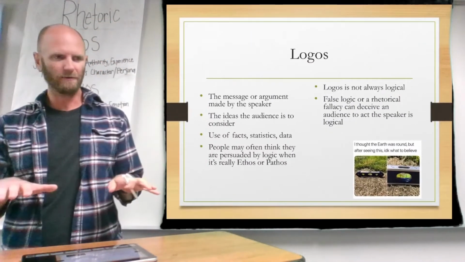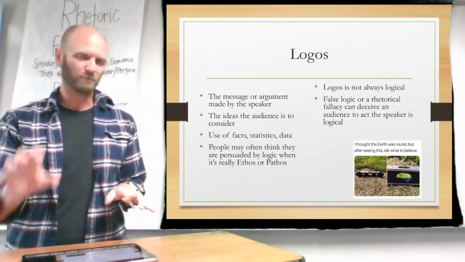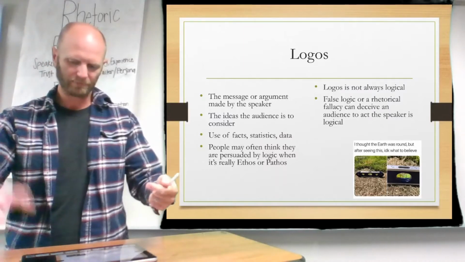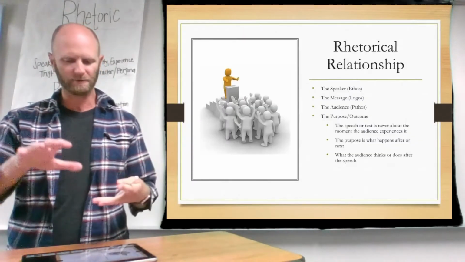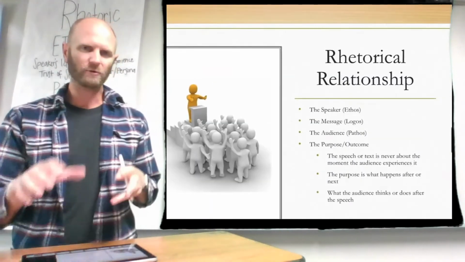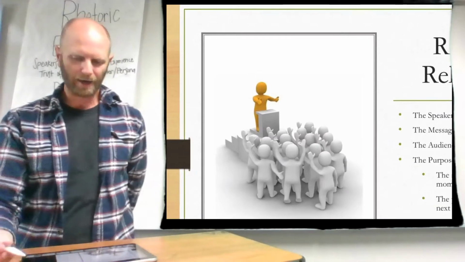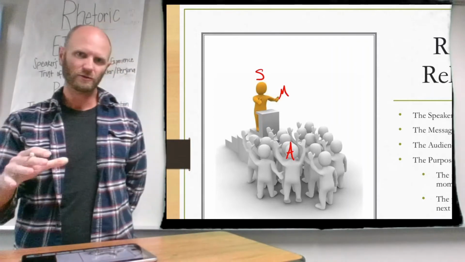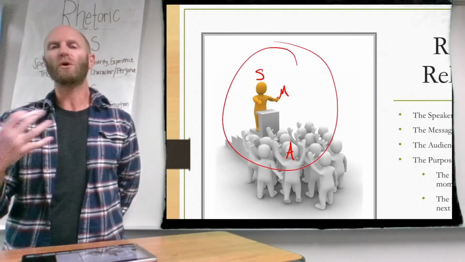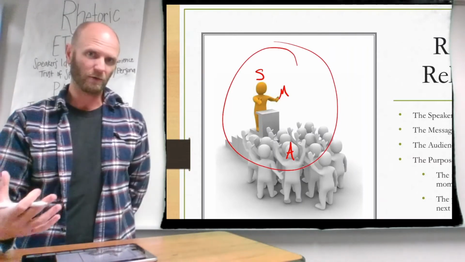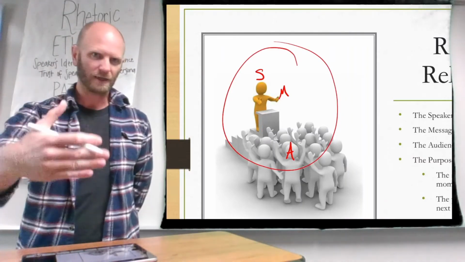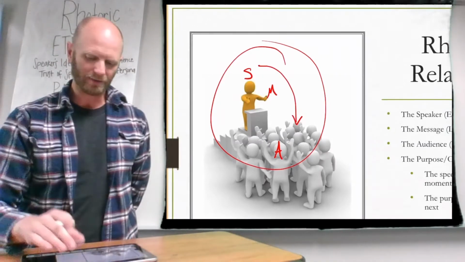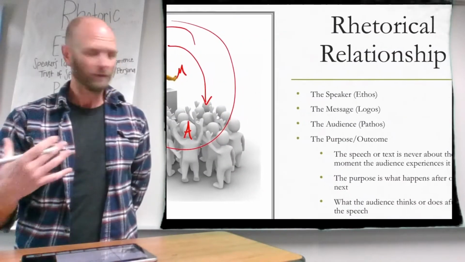So again, logos is more of the message and the actual words of what's being said, not necessarily who the person speaking them is or how the audience is reacting, okay? So all these get mixed together, right? All these get mixed together in that rhetorical relationship, okay? So you have the speaker and the audience and the message, okay? And those are all interacting together in the moment of the speech. Who the speaker is, what they're saying, and the audience. Okay, so again, we have this movement from the speaker, the message, to the audience. And this is where, again, the magic happens.